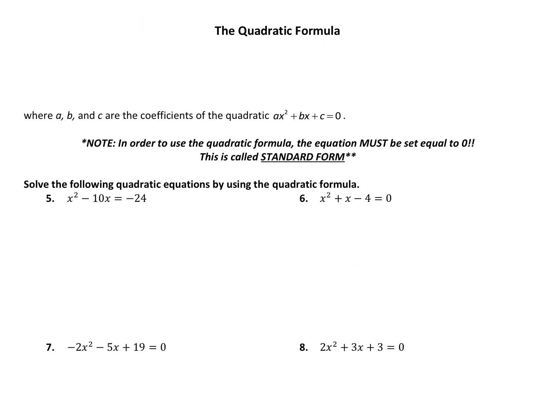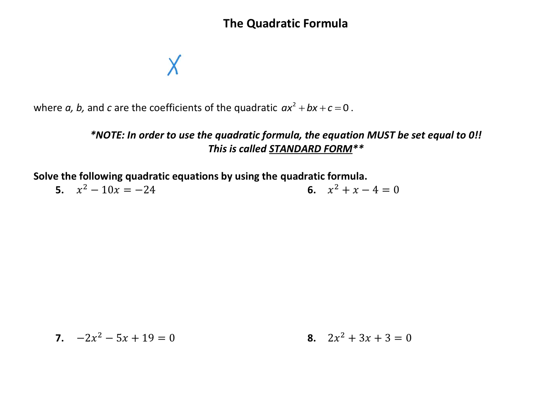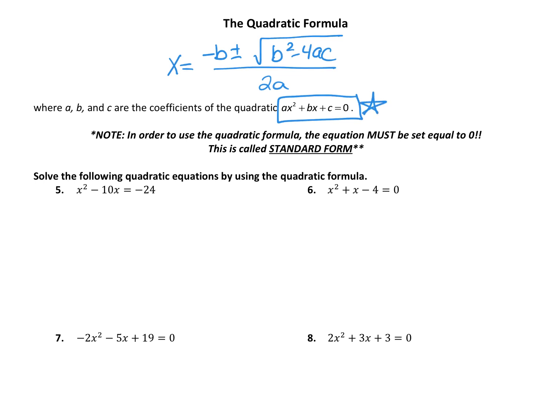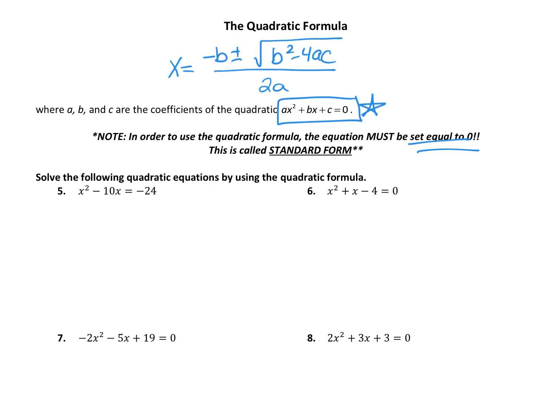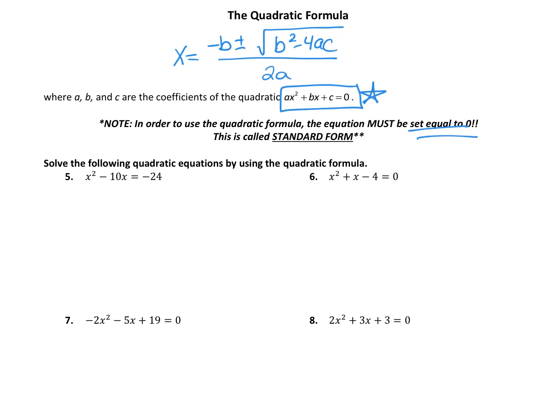Before we do that, though, let's practice writing our quadratic formula out, because the more times I write it down, the more times I'm going to remember it. So x is going to equal negative b plus or minus the square root of b squared minus 4ac all over 2a. And we use this when our equation is in standard form and equal to 0. So let's use this on number 5. Again, number 5 is not equal to 0, so I'm going to move the negative 24 over by adding it.